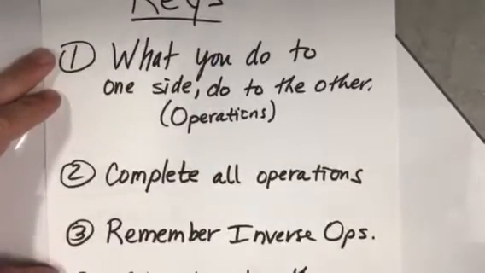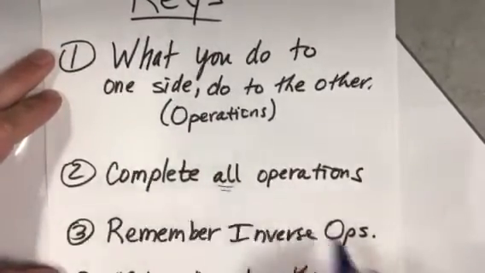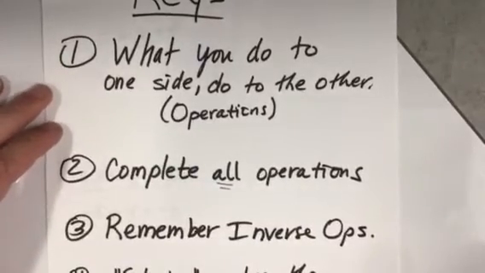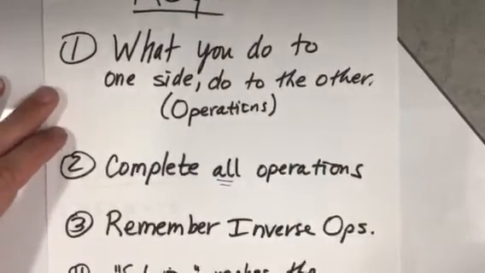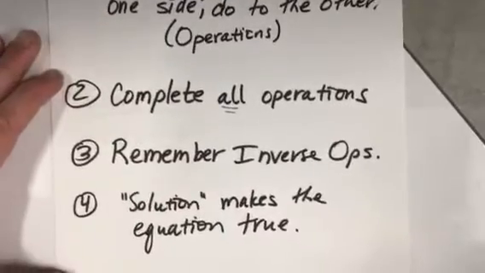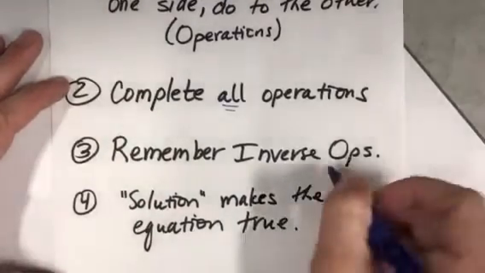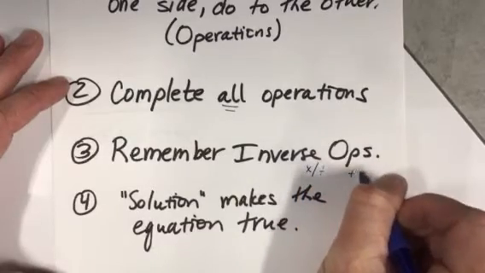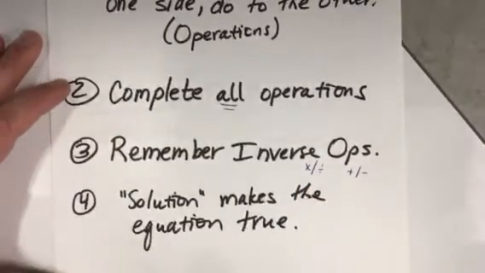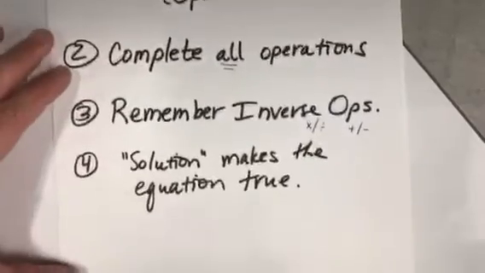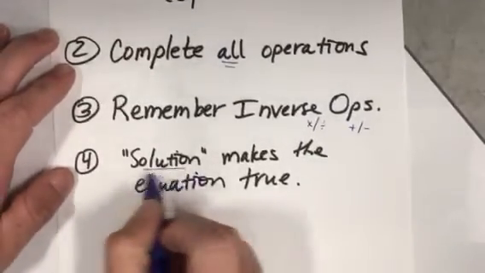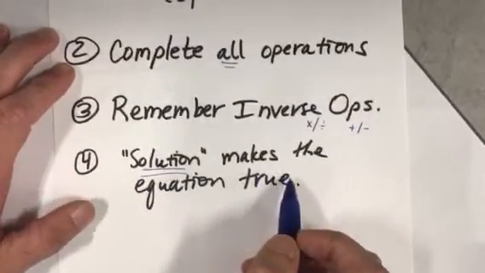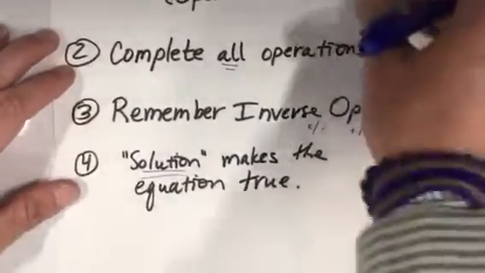The next one is we're going to complete all operations. That's going to be on the left and the right hand side when we do operations. We're going to be very thorough with this. The third key is remember inverse operations. For example, multiplying and dividing, adding and subtracting are inverse operations. And the fourth thing, whatever we get as a solution, when we substitute it back in, it should make the original equation true.